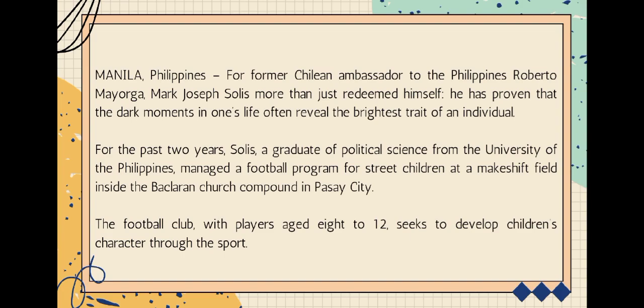Manila, Philippines. For former Chilean ambassador to the Philippines Roberto Mayorga, Mark Joseph Solis more than just redeemed himself. He has proven that dark moments in one's life often reveal the brightest traits of an individual. For the past 2 years, Solis, a graduate of political science from the University of the Philippines, managed a football program for street children at a makeshift field inside the Baclaran Church compound in Pasay City. The football club, with players aged 8 to 12, seeks to develop children's character through the sport.